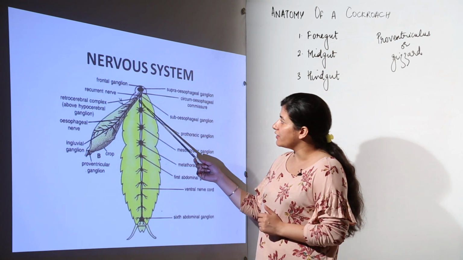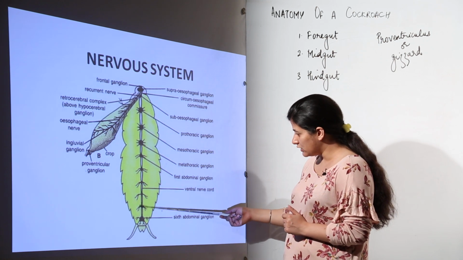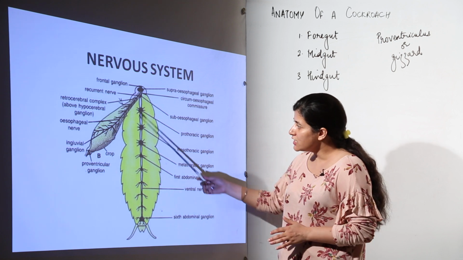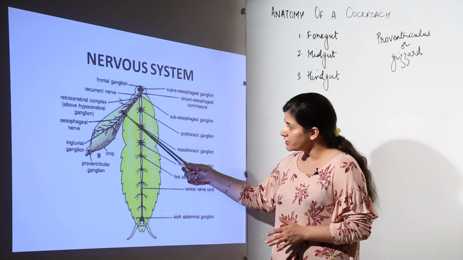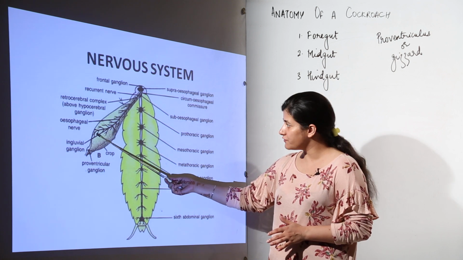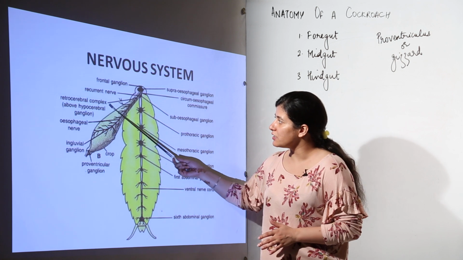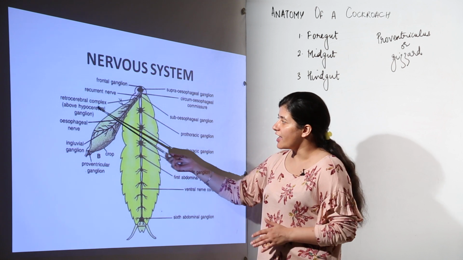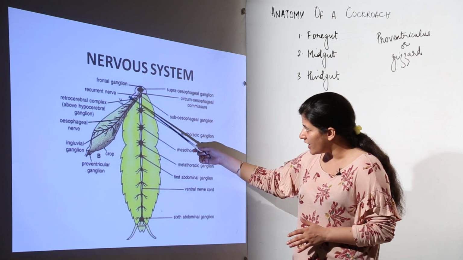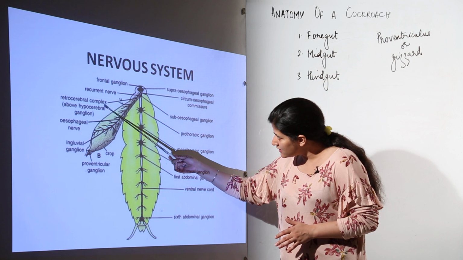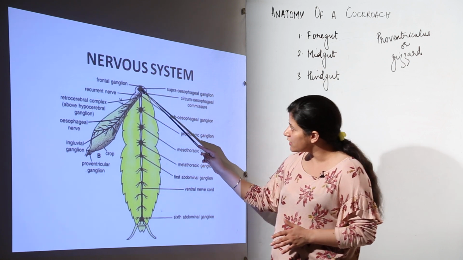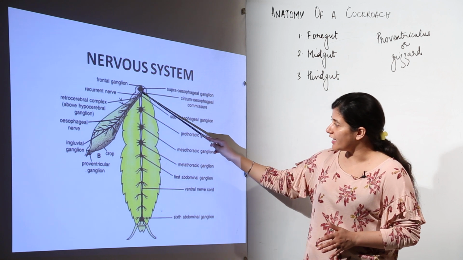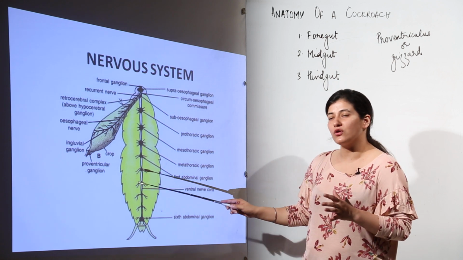Then we have the recurrent nerves which are going to pass through the nerve cord entirely through the body. This is the reference with the digestive system. We have esophageal nerve that is supplied to the digestive system. We have retrocerebral complex that is above hypocerebral ganglion. So this particular labeling is referring to this part. Please pay attention. We are over here in the supraesophageal ganglion, that is the brain of the cockroach.